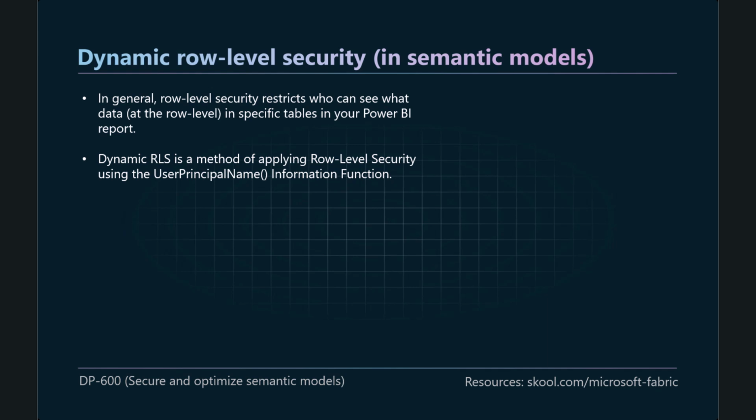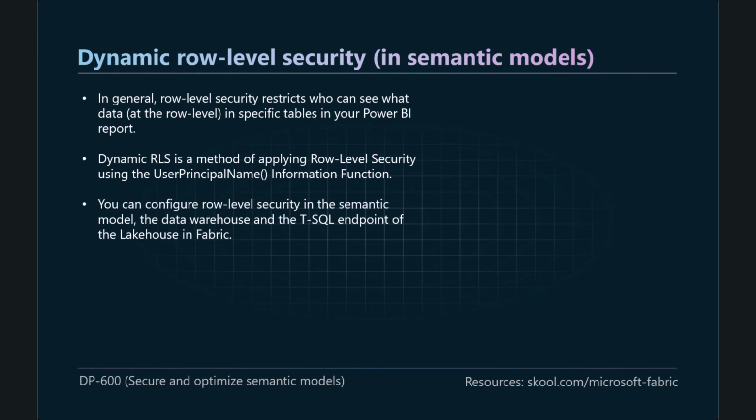So when the user logs into the Power BI service, then behind the scenes, we're going to get access to their email address, and we can use that to apply filters to the data in our Power BI report so that that user only sees the information that you have configured that they should be seeing.